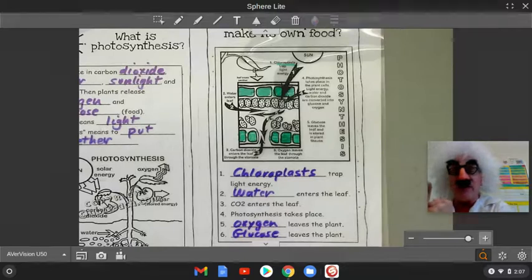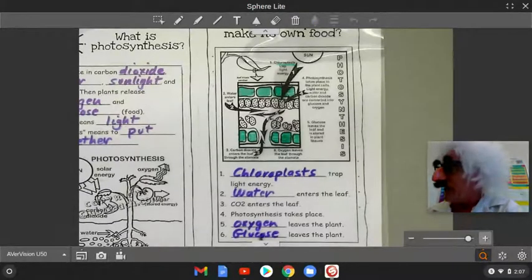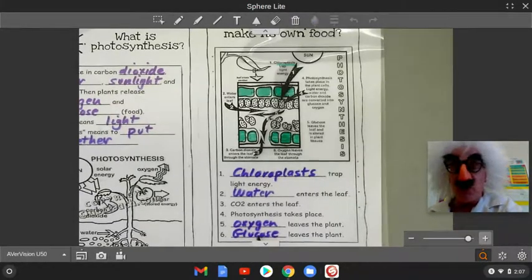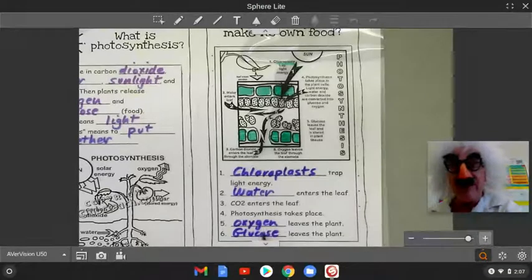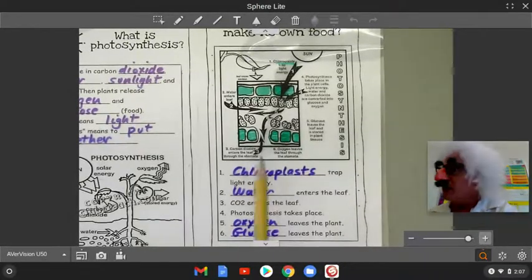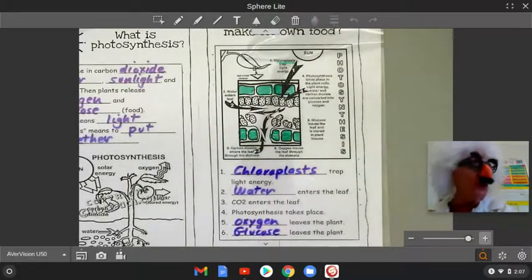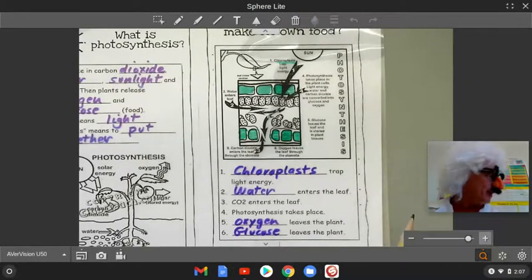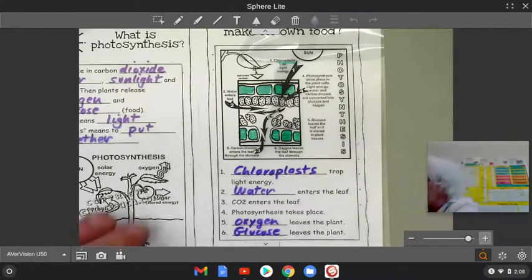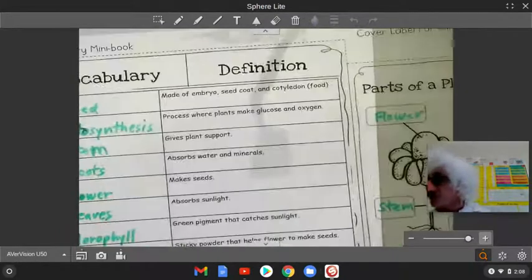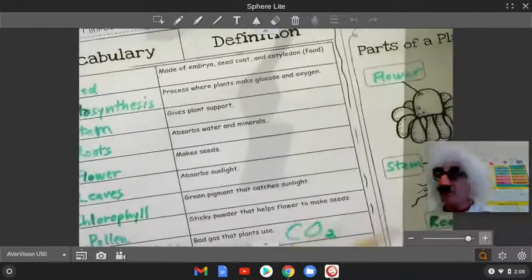Photosynthesis is the process that takes the water, sunlight, and carbon dioxide, and produces oxygen for us and glucose or sugar. And these things then leave the plant, and the plant can even use the glucose. The green stuff in the leaves, boys and girls, is called chlorophyll. So let me just go back right here. This word right here, chlorophyll.